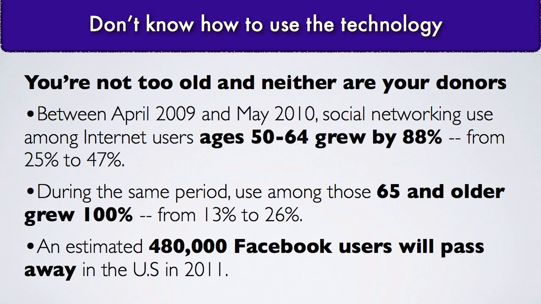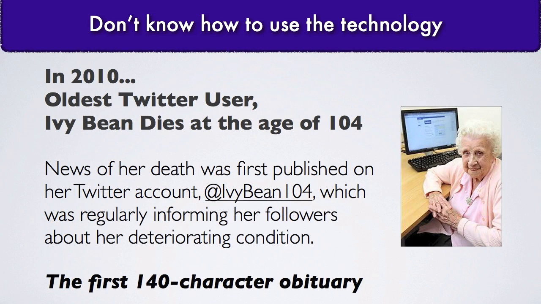So we're already seeing this. Facebook started with young people. It started with college students. Now we're seeing it get into older audiences. I love this. In 2010, Ivy Bean, the oldest Twitter user, died at 104. The news of her death is published in her Twitter account. It was the first 140-character obituary.